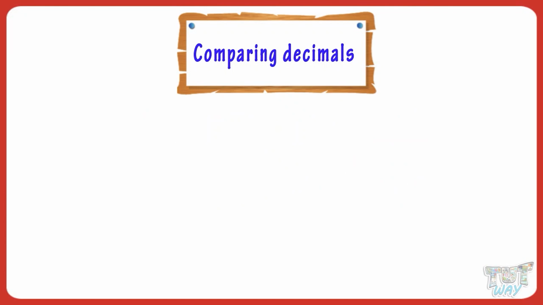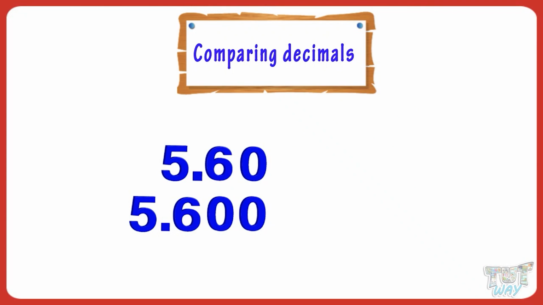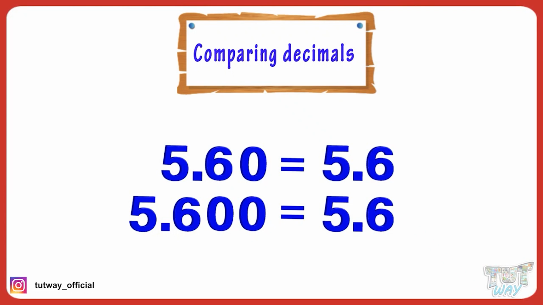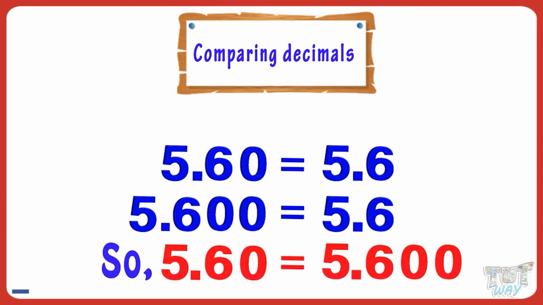Now, let's take one more example. Let's compare 5.60 and 5.600. First of all, remember that zeros at the rightmost places in decimal numbers have no value. So, 5.60 is the same as 5.6, and 5.600 is the same as 5.6. So, both the numbers are the same.